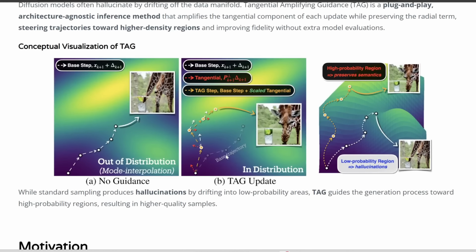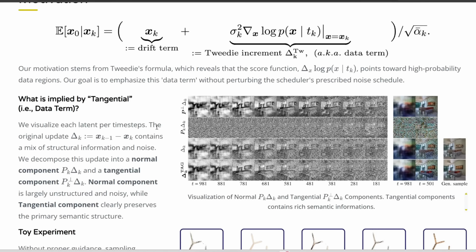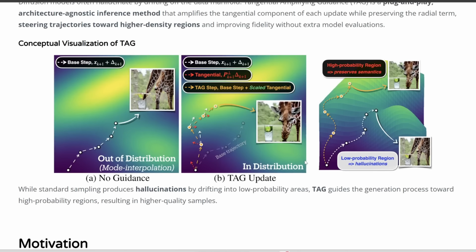Really quickly, here's how it works. Tag basically amplifies the tangential component of the image generation process. The whole image generation process is basically a ton of mathematical formulas, but technically, here's what the tangential component looks like. And basically, if you amplify that component, it helps steer the image towards a more realistic and accurate representation. And it does this without requiring any additional training or computational overhead. So this makes it quite a practical and efficient solution.